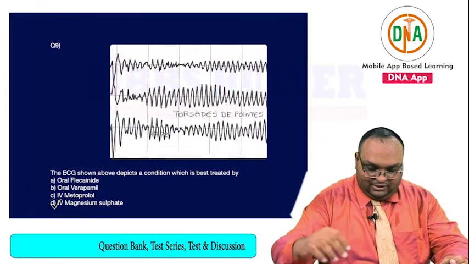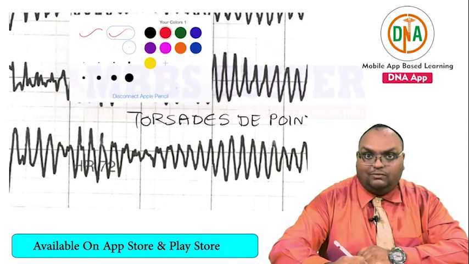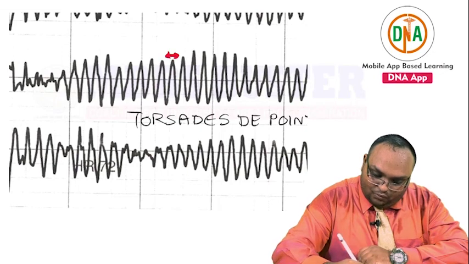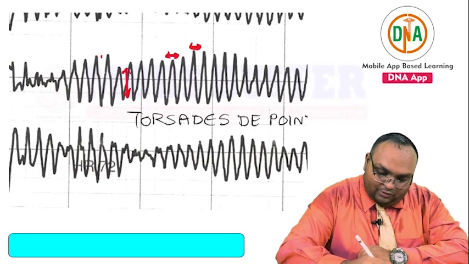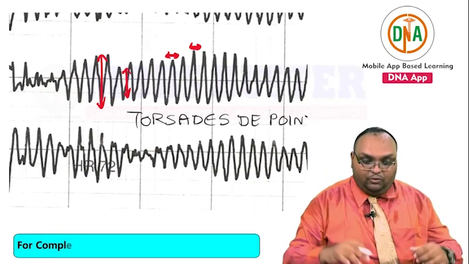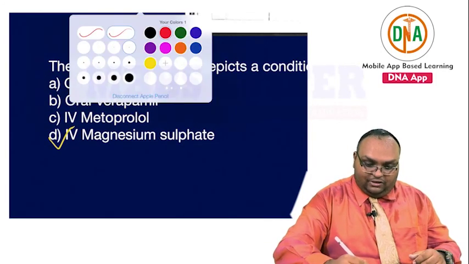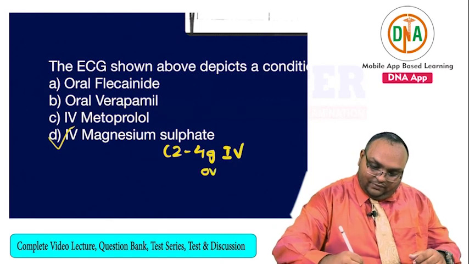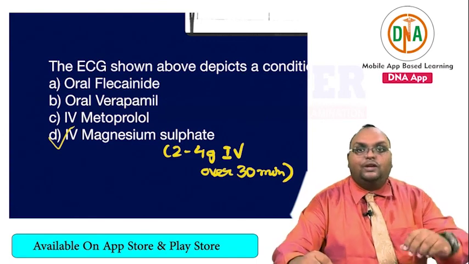But yes, the ECG depicts a condition, Torsades de Pointes. You can see you have narrow complex, now wide complex QRS, wide complex QRS, and some of them are not so tall, some of them are very tall. So it is polymorphic, it is not of a single type of pattern, it is not monomorphic, it is polymorphic ventricular tachycardia, and you would choose IV magnesium sulfate, 2 to 4 grams IV over 30 minutes for treatment purpose. Some books say 1 to 2 grams, but that's it.